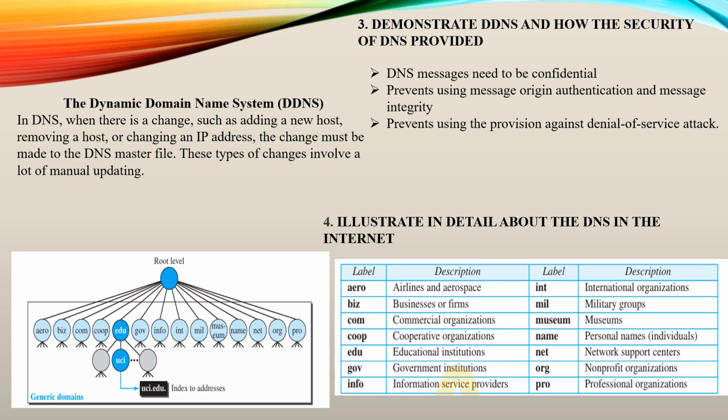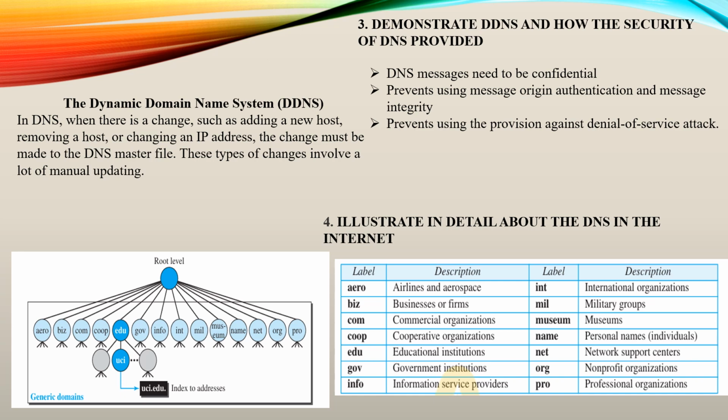It also provides origin authentication and integrity, that is, no falsification of data will happen. And also it protects against denial of service attacks. So when you are requesting for something, you will be denied sometimes. If your namespace doesn't match with the namespace stored in this server, then denial of service happens. So these are the security features provided by DNS, and what is DDNS.